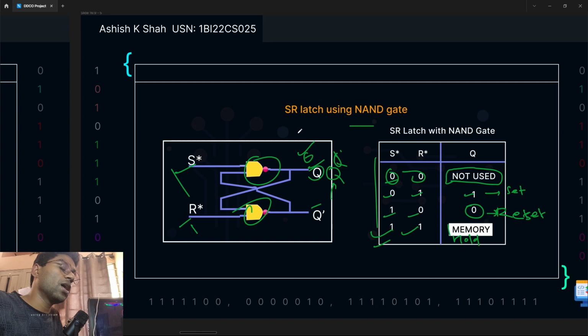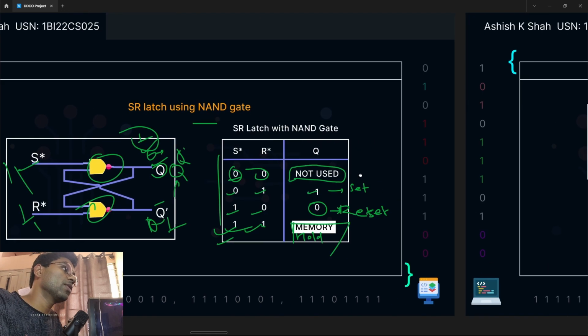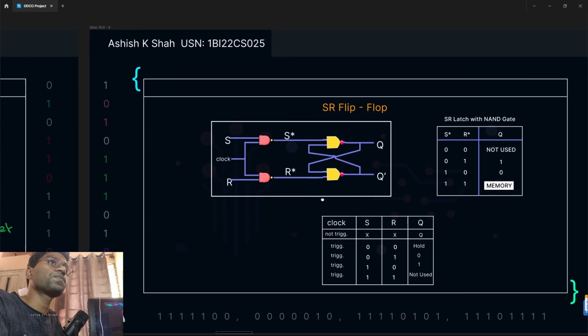And if the output is 1, and we apply 1 and 1, it will give only output 1, and the complement output will be 0. So when we apply S and R equal to 1, it behaves like memory, it holds the data. So now you know the SR latch using NAND gate. Let's go through the SR flip flop using NAND gate.